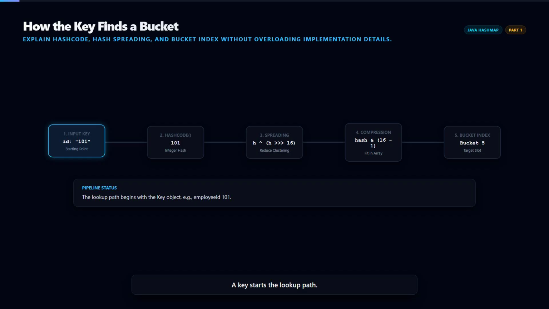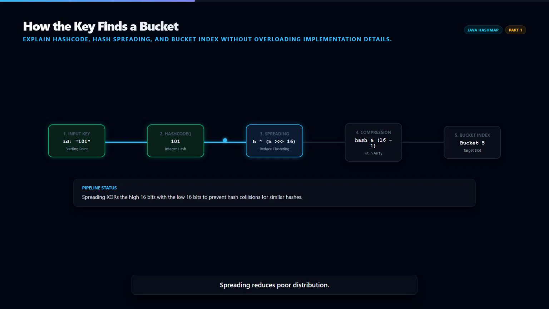Let us use employee ID 101 as the key. The key is the starting point for the lookup path. Java first calls hashCode on the key. That gives HashMap a number it can use for routing. HashMap may spread that number internally. You do not need the full math here. The goal is to reduce bad clustering.